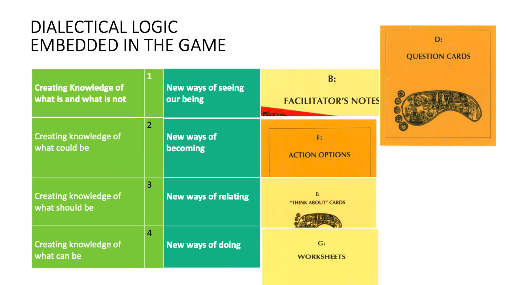So to sum up, transformative learning is about change, and the new ways of seeing our being, the new ways of becoming, the new ways of relating, and the new ways of doing offered to us by the dialectic are perhaps a very useful way of guiding transformative learning in our classrooms.